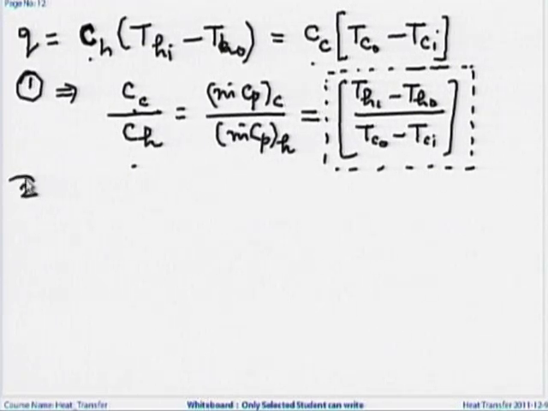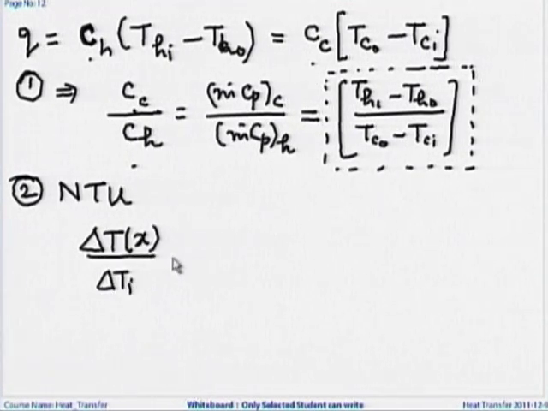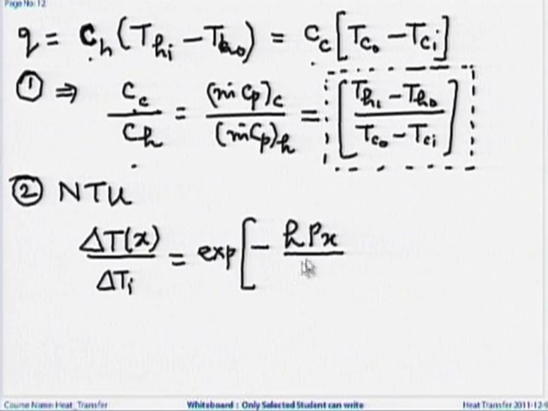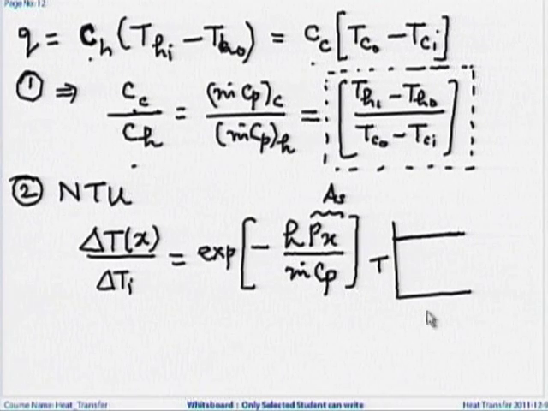Second definition that we have is this so-called NTU. We have seen this NTU when we looked at the internal flow constant wall temperature case. We remember we came up with delta T local divided by delta T inlet is equal to exp minus hPx by m dot Cp. This is nothing but your surface area, and we came up with this very useful term, and we call this as NTU.